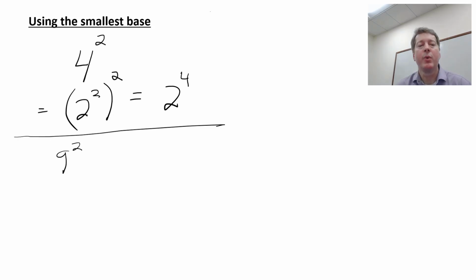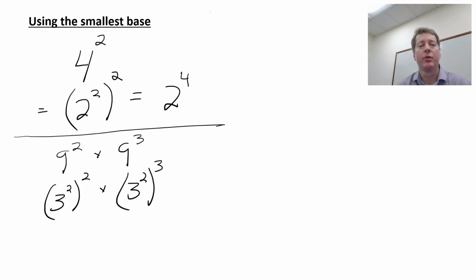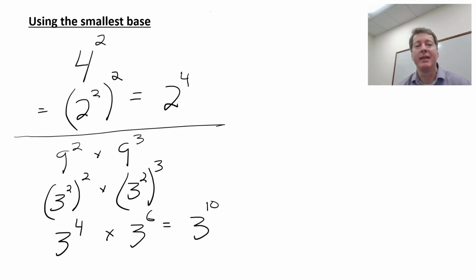Suppose I had 9 squared times 9 cubed. Well, 9 is the same thing as 3 squared. So that's 3 squared squared times 3 squared cubed. So 3 squared squared is the same as 3 to the 4th, times 3 squared cubed, 3 to the 6th. So that is 3 to the 10th. That's a big number, but that is reducing it down to its smallest base.